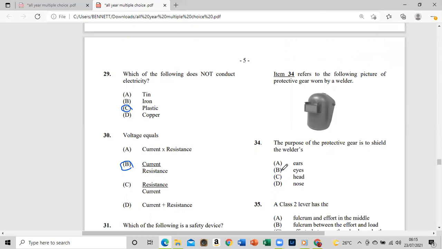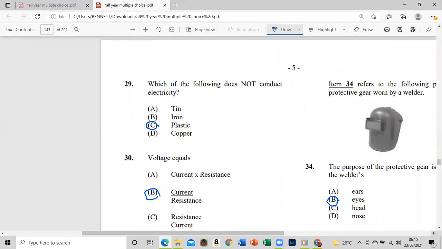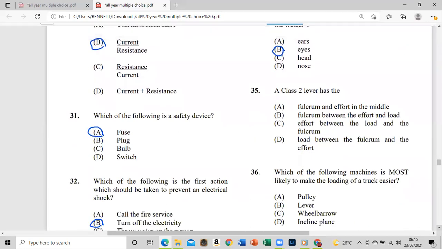Cover your eyes. Guys, with this technology, be careful with your eyes. A lot of stress is going to come with the eyes. The eyes are going to be in trouble a few years from now.